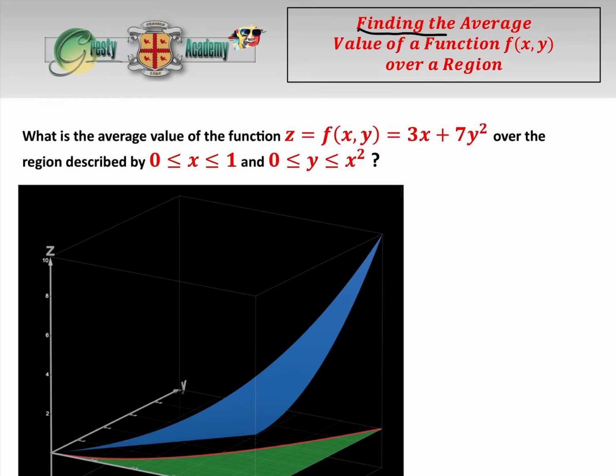Today we're going to be finding the average value of a function f of x y, which is z, over a defined region. And the way we're going to do that is to answer this question here. What is the average value of the function z equals f of x y equals 3x add 7y squared over the region described by x between 0 and 1 and y between 0 and x squared?